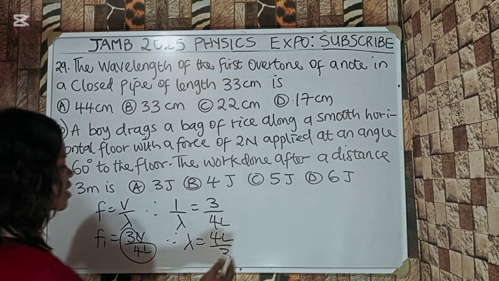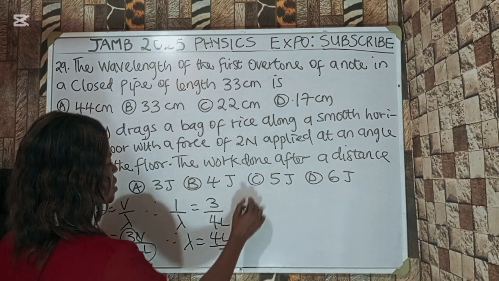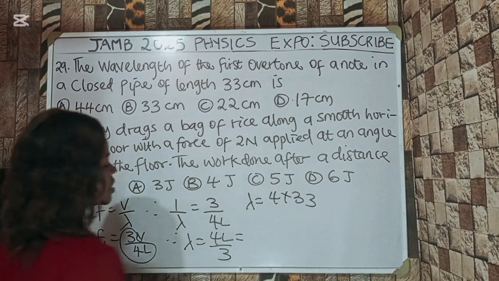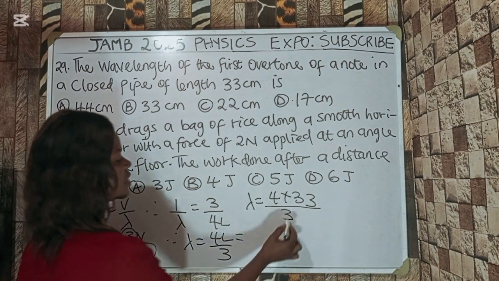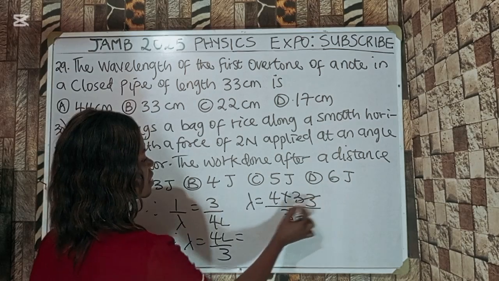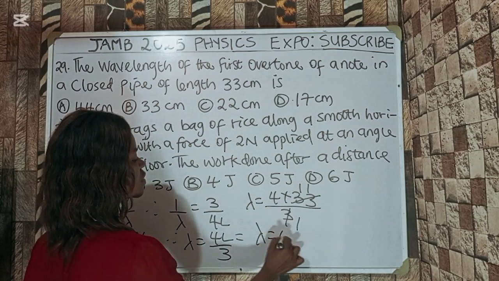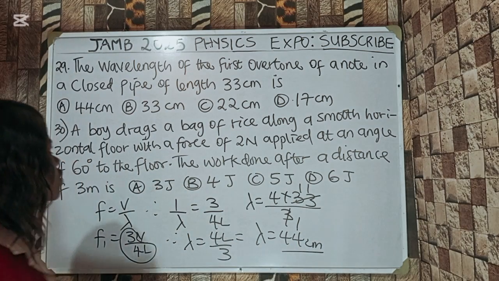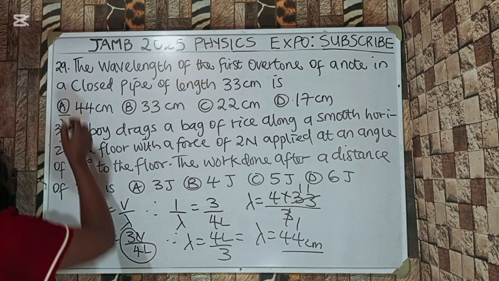So let's just solve by saying that the length is given as 33. So lambda is equal to 4 times 33, then divided by 3. Is that clear? Now 33 divided by 3 is going to give me 11. So 4 multiplied by 11 is going to give me 44 centimeters. Is that clear? So that is why the correct option to this question is option A.